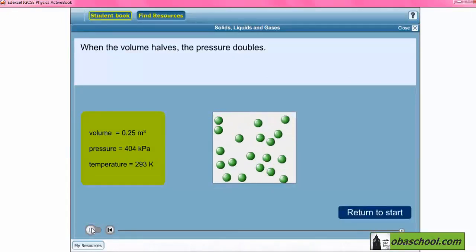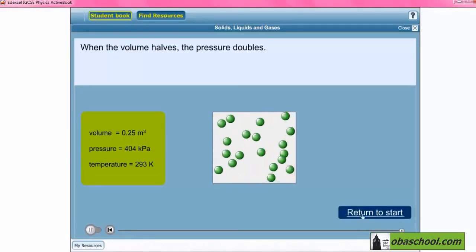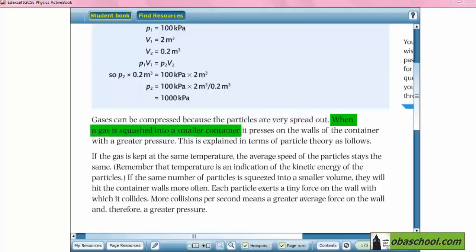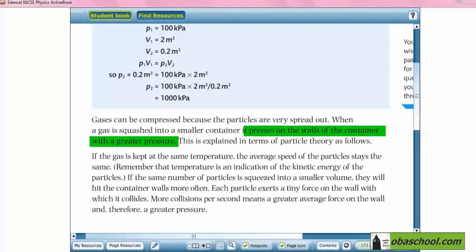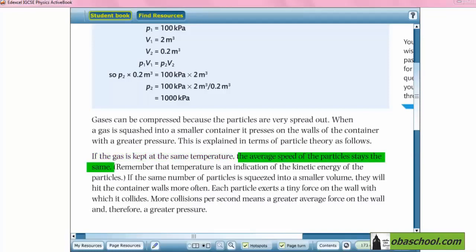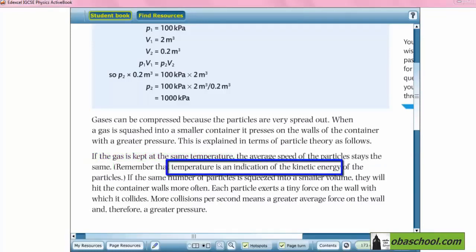So here the volume is 0.25 meter cubed and the pressure is 404 kilopascal. Gases can be compressed because the particles are very spread out. When a gas is squashed into a smaller container, it presses on the walls of the container with a greater pressure. If gas is kept at the same temperature, the average speed of the particles stays the same.